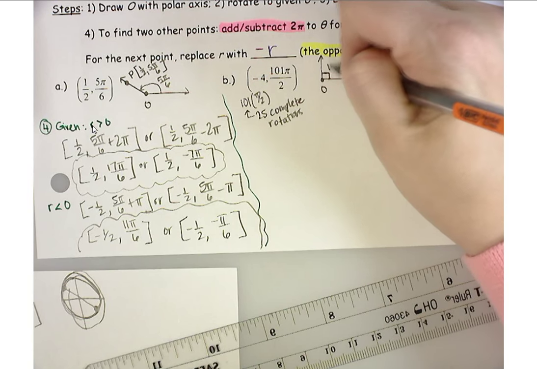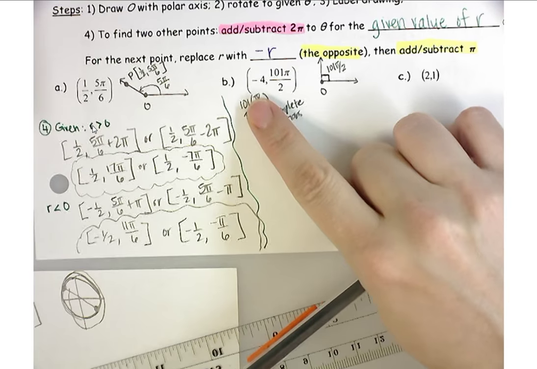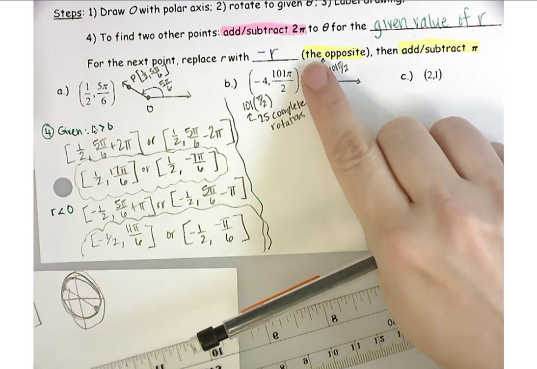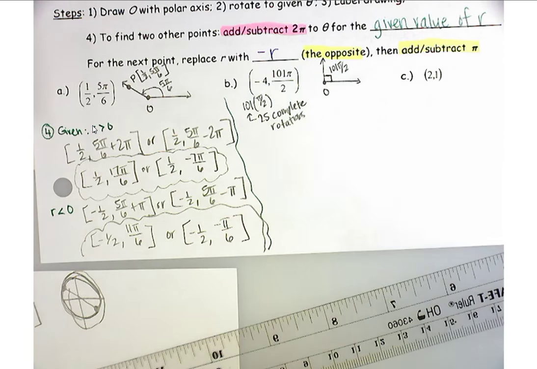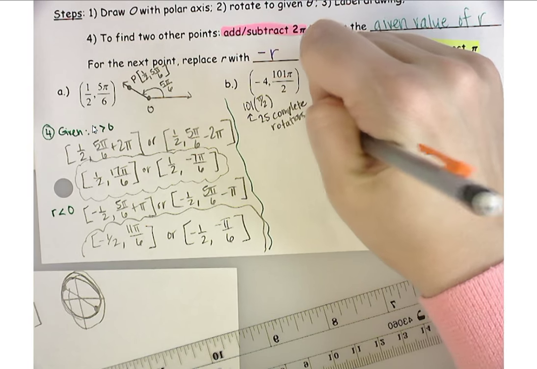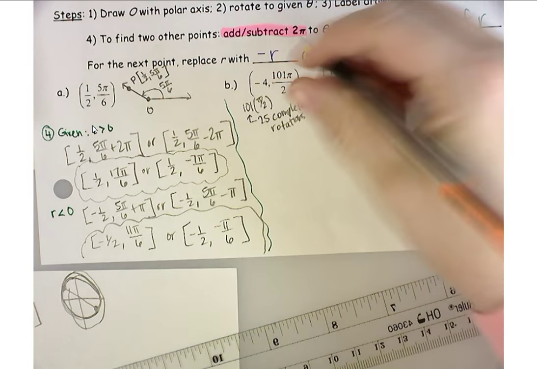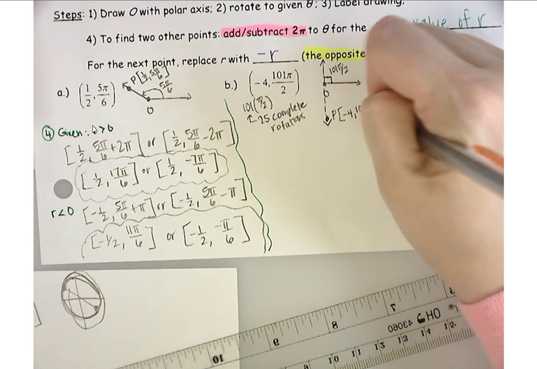So I'm going to label this, but remember, it's negative. If it's negative, my point is not up here. Where does it go? It goes down, right? Then the opposite direction. So then I'm going to make my point in the opposite direction, which is negative 4, 101 pi over 2.